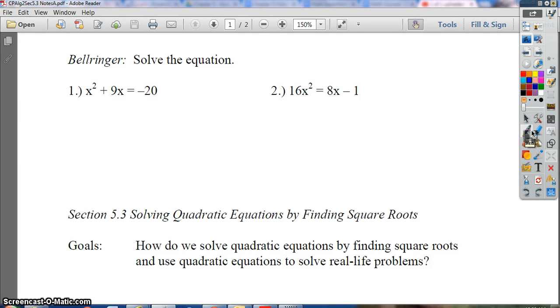So, ladies and gentlemen, this is 5.3. First order of business is the bell ringer here. This should be a review of what we were working on before. Set everything equal to 0 by moving that 20 over.